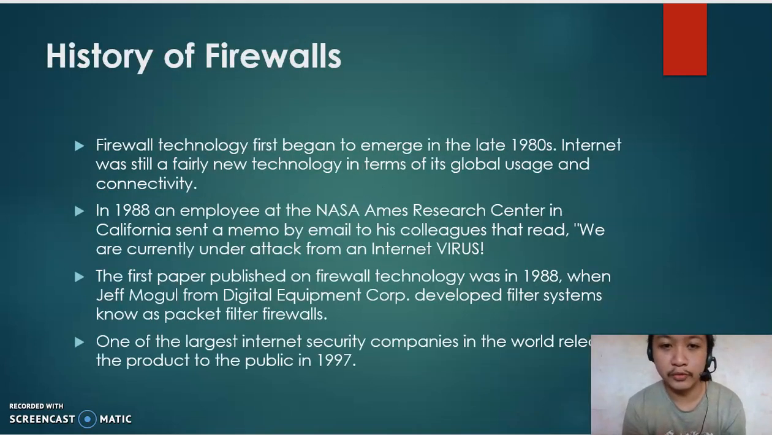So there is a history of firewalls. Firewall technology first began to emerge in the late 1980s. The internet was a fairly new technology in terms of global use and connectivity. In 1988, an employee at the NASA Ames Research Center in California sent a memo by email to his colleagues that read, "We are currently under attack from an internet virus."